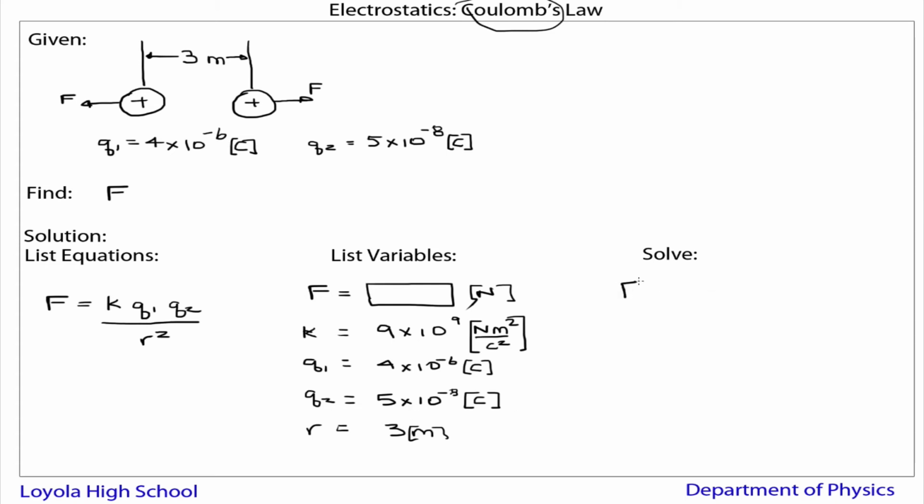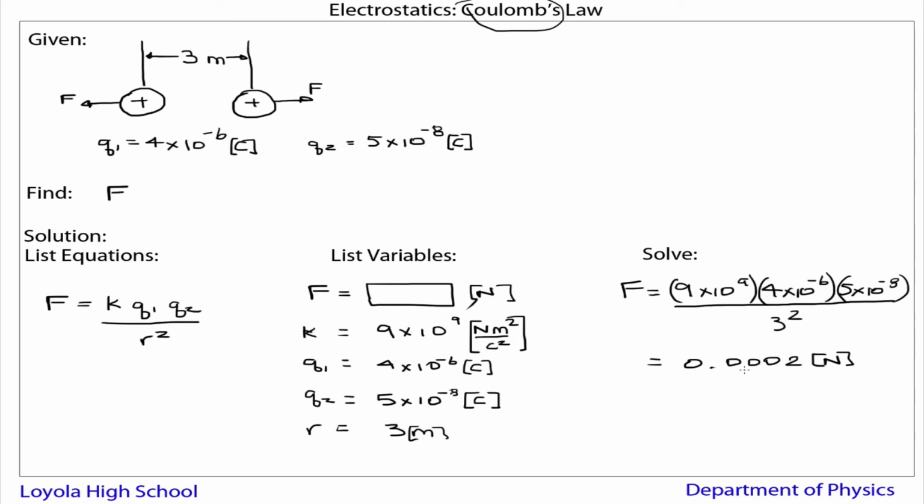If you plug in the numbers, algebraically it's pretty straightforward. It's going to be 9 times 10 to the 9th, times 4 times 10 to the minus 6, so make sure you're entering the exponent correctly in your calculator, times 5 times 10 to the minus 8, divided by the distance between the two charges squared, so 3 squared. If you do the math here, I get an answer of 0.0002 newtons. So it's a pretty small force, and that's your answer, so box that answer.